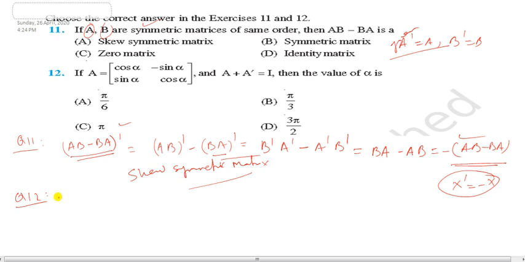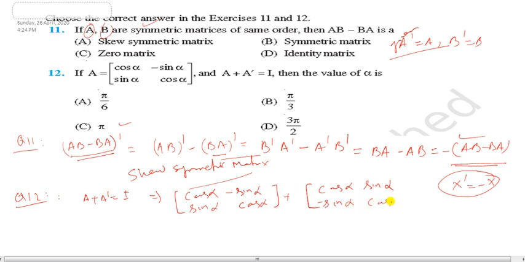Now let me solve question number 12. Here the value of A is given and A plus A dash equals I is also given. So you start from that statement only, A plus A dash equals I. In place of A you write cos alpha, minus sin alpha, this one is sin alpha and cos alpha, plus A dash, it will be cos alpha, sin alpha. Again this one will be minus sin alpha and cos alpha. It is equal to I, which is nothing but 1 0 0 1.